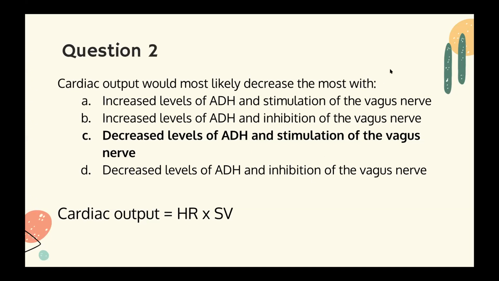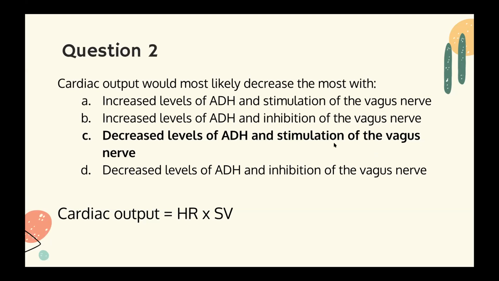Yes, so ADH, antidiuretic hormone, is responsible for increasing water retention. So your blood volume will increase. The question is asking you which of the following will decrease cardiac output. To decrease cardiac output, you would have to reduce heart rate and stroke volume. So since ADH causes an increase in blood volume, you would want less of ADH. So A and B are out.